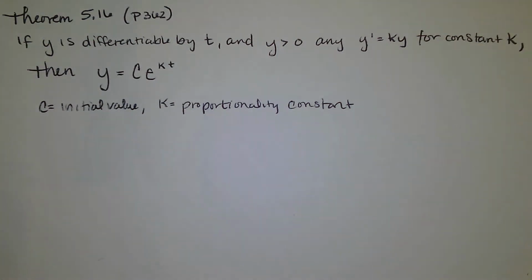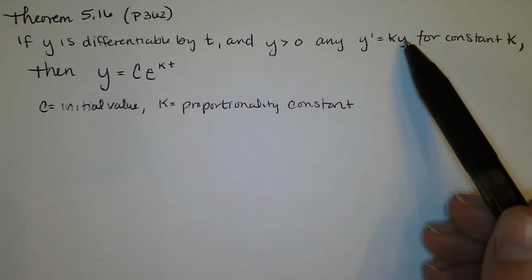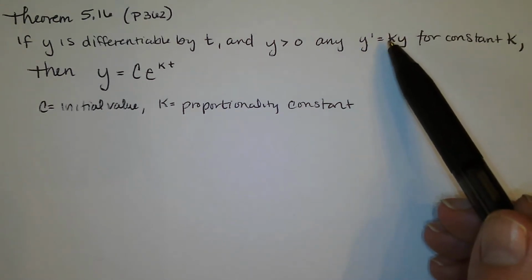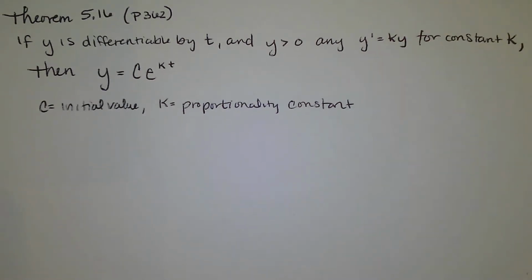All right, we're still on section 5.6, and this is theorem 5.16 out of the book. It's on page 362. So what this is saying is if y is differentiable by t and y is greater than 0, and y prime is equal to ky for constant k, then y is equal to ce to the kt power. Now what this is saying is that y and y prime are basically the same thing. The only difference is k. K is a constant, so that's not going to change.